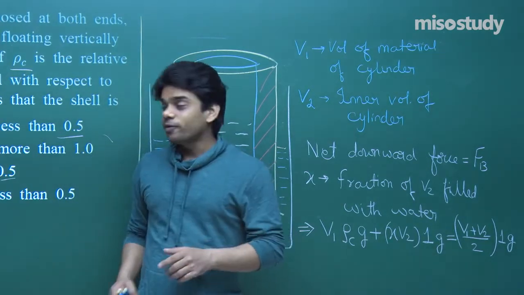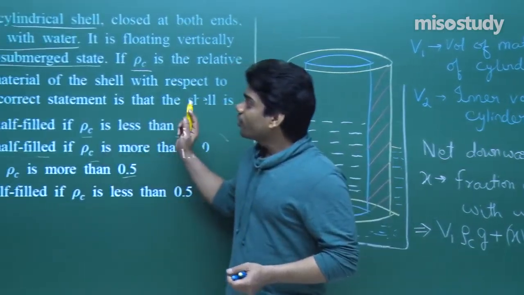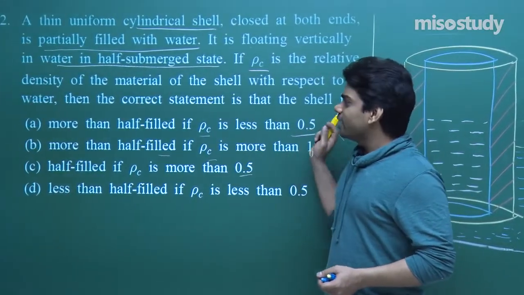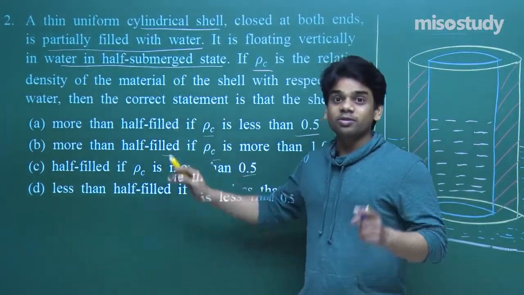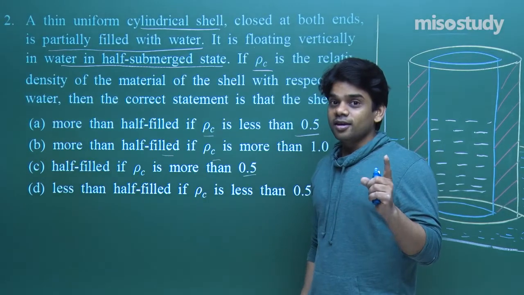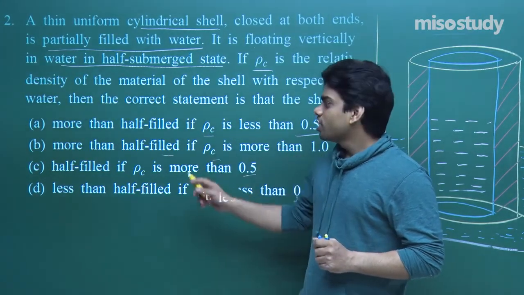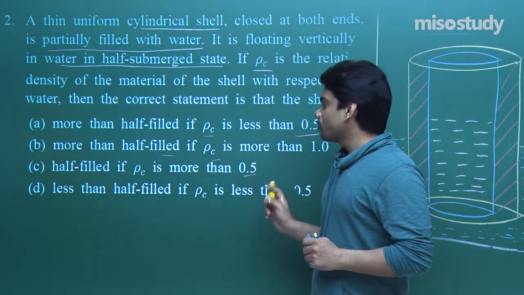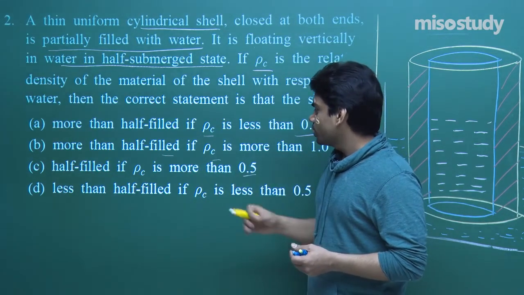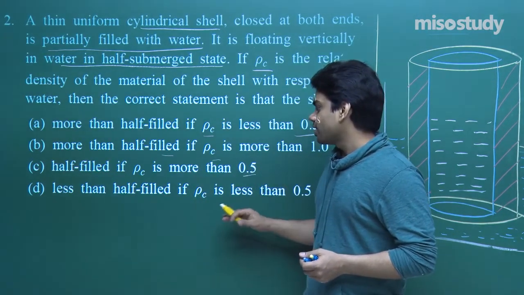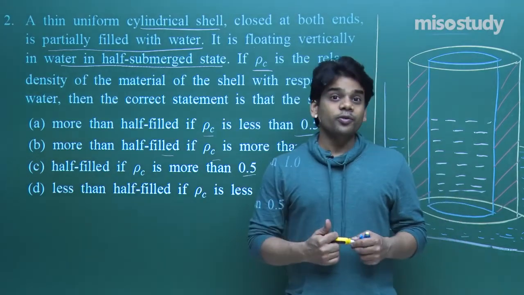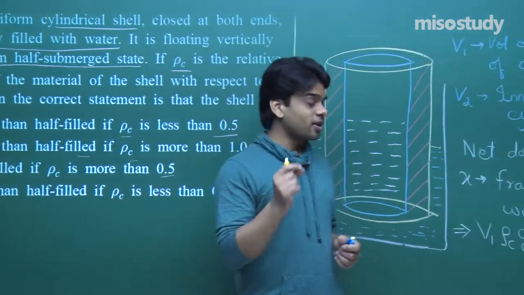Check the option on what we have to comment. We need to comment on the correct statement, that the shell is more than half filled. That means we need to compare the x value. More than half filled if rho c is less than 0.5. More than half filled if rho c is more than 1. Half filled if rho c is more than 0.5, and less than half filled if rho c is less than 0.5. So we have to find the relation between x and rho c.